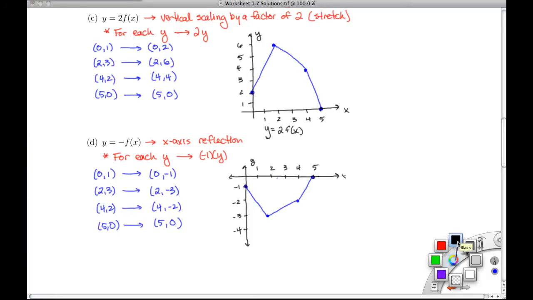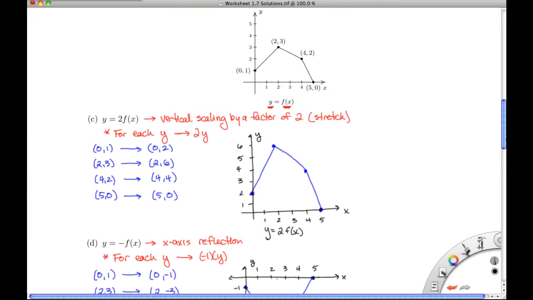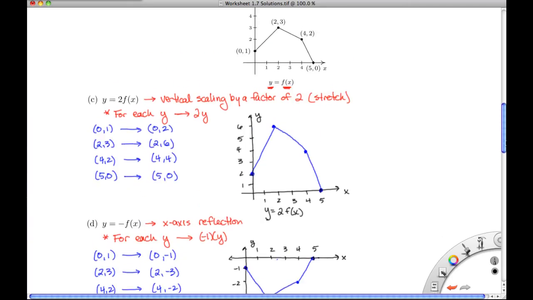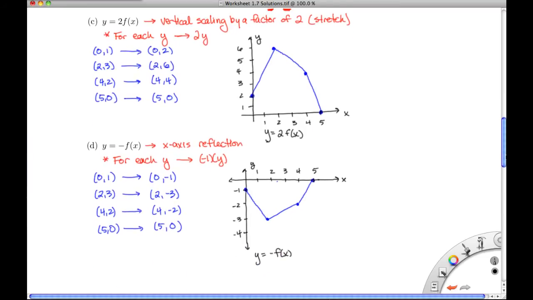And this is exactly what we'd expect to have seen for a graph of y is equal to minus f of x, considering this is an x-axis reflection, because we can see compared to the original one, this is the same curve, just sort of flopped over the x-axis.